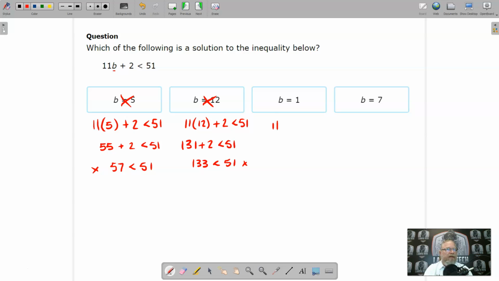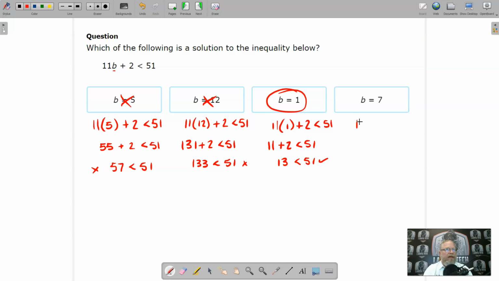On the next one, we have 11 times, and the value of b is 1. So we're going to put that in place of the value of b here. In this inequality, we'll add 2 and see if this is less than 51. I think this one's going to work out. We end up with 11 plus 2. Is this less than 51? Well, 11 plus 2 is 13. And is that less than 51? Indeed, that is. That checks out. So b equals 1 is a solution.